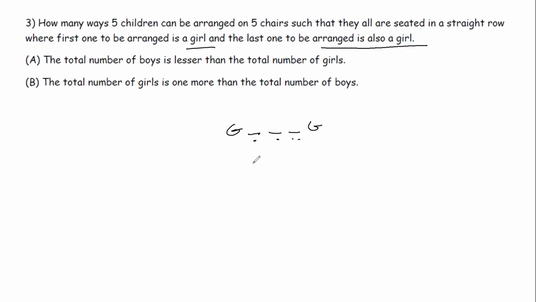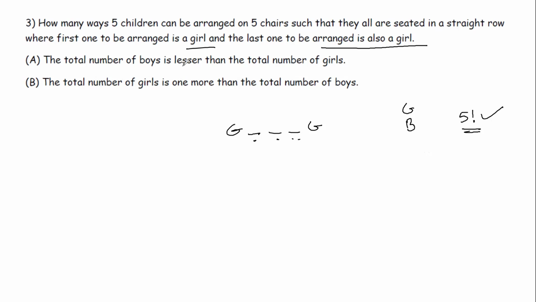All right. But from the look of it, because they are mentioning first one is a girl, last one is a girl, that means all are not girls. There's at least one boy in there. We know that. And so we need to find out how many girls and how many boys there are. Once we know that, because otherwise the answer would be 5 factorial. To arrange 5 children on 5 chairs is 5 factorial, but we need to figure out how many girls and boys there are.